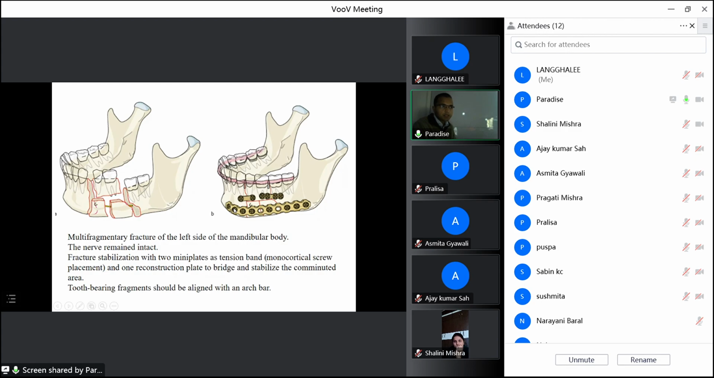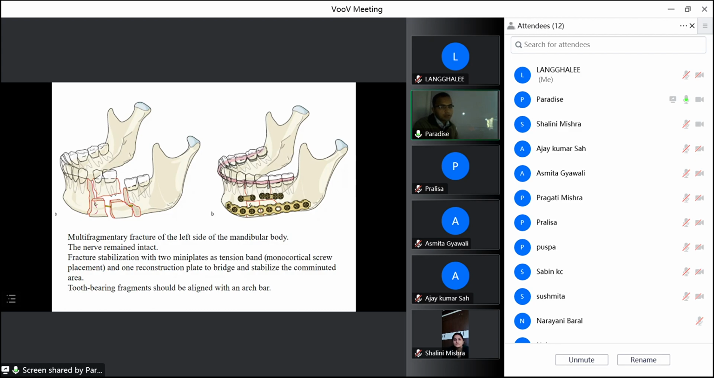So be careful, at least 3 screws should be placed on either side of the fracture line, whether it is mini plate or reconstruction plate. But only in case of mandible. In maxilla, it's different. In case of mandible, you have to place at least 3 screws on either side of the fracture line.